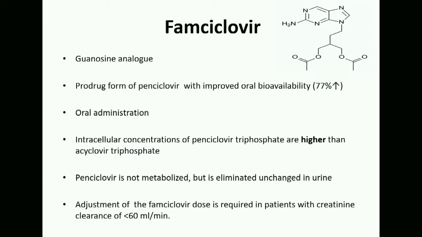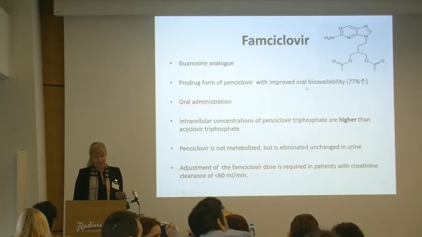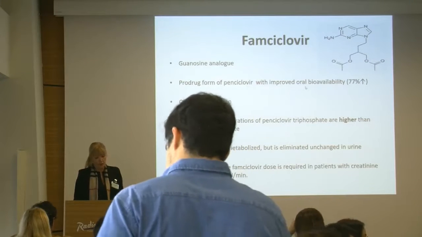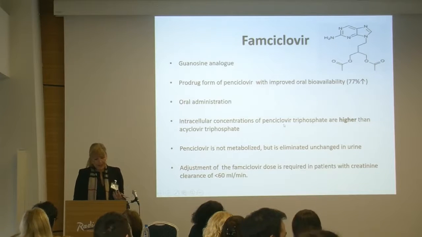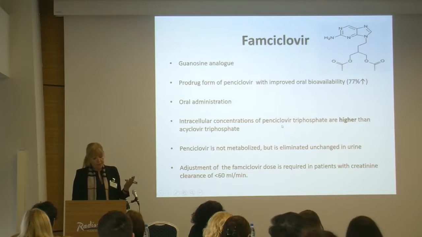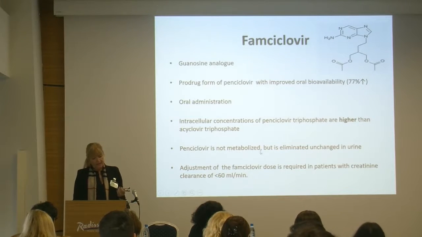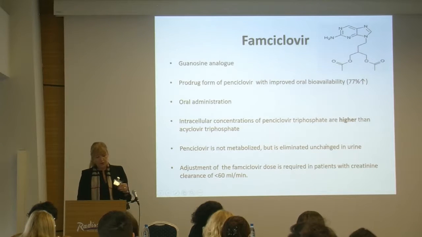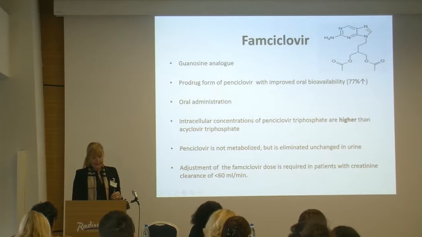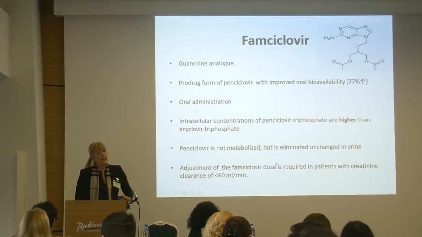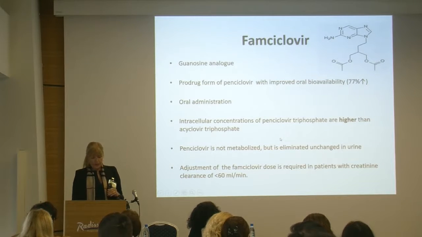We don't have it in Slovenia, however, generally throughout Europe it's used. It's a guanosine analog, and it's actually a prodrug of penciclovir, but we do not use penciclovir for systemic use, because it doesn't have such a good oral bioavailability, and the prodrug improves the oral bioavailability of penciclovir. So famciclovir is for oral administration. Its intracellular concentrations of penciclovir are higher than those of acyclovir. Penciclovir is not metabolized, but is eliminated unchanged in urine, so good hydration of the patient is needed. And when it comes to kidney impairment, you must keep in mind that adjustment of the dosage is required.